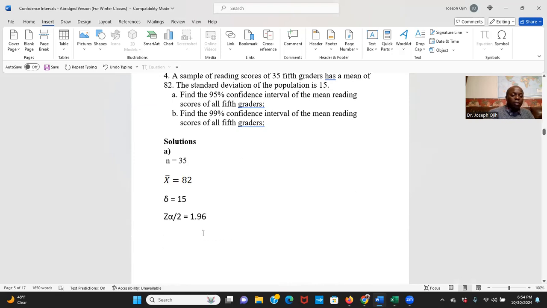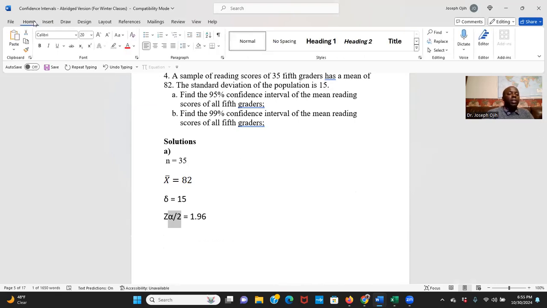0.96. Now let us calculate the error margin. To calculate the error margin, I'll have to take you to the other workbook. But first of all, let me write down these values we have. We have sample size n equals 35, x bar sample mean is 82, standard deviation is 15, and z alpha over 2, the critical value, is 1.96.